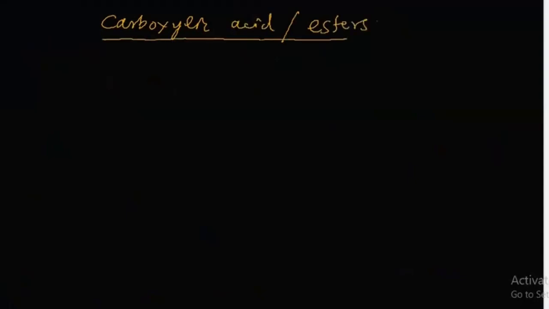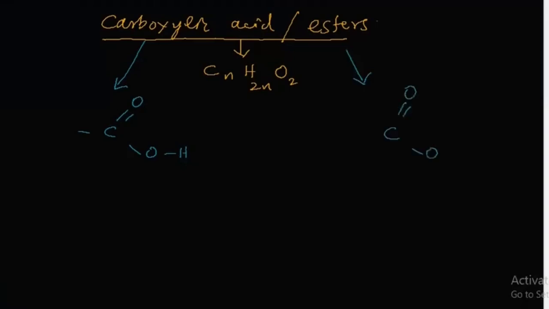Carboxylic acid and esters. They have the same general formula, CnH2nO2. Carboxylic acid has the functional group C double bond O OH. But if you remove this hydrogen, you will get the functional group of ester, C double bond O O.